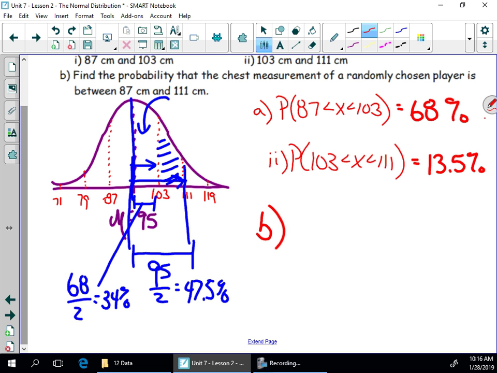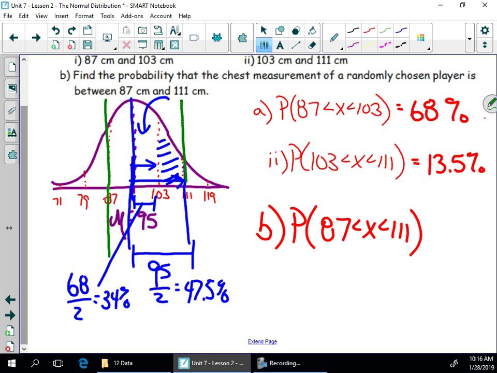Okay. Find the probability that the chest measurements of randomly chosen players are between 87 and 111. All right, 87 to 111. Ooh, I got a messy diagram going on here. What do I know? 87 is right here. That's 1 standard deviation below. That's 2 standard deviations above. Now, I already figured out that from here over 2 standard deviations is 47.5.